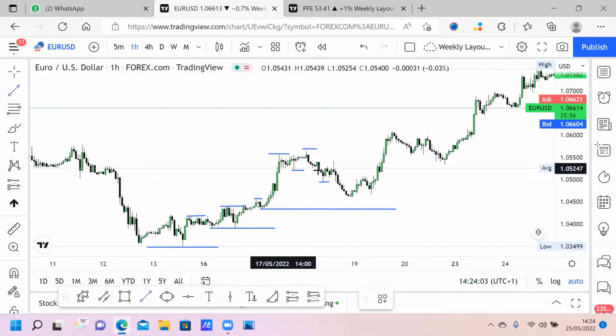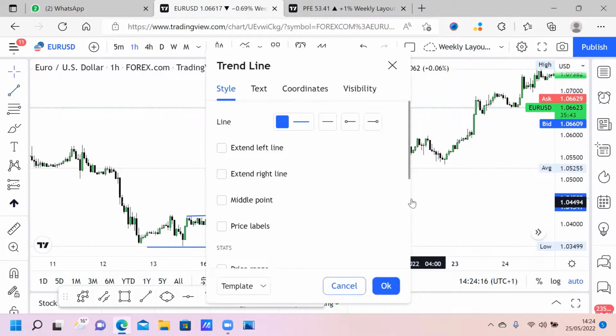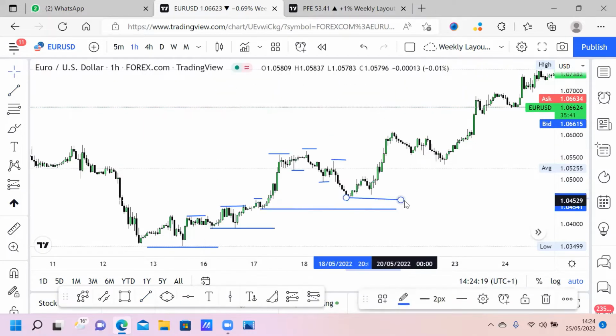Now, as price made a lower high, it's making a lower low. So this is telling you it's momentarily in a downtrend, but the overall trend is still up. It's just correcting itself.